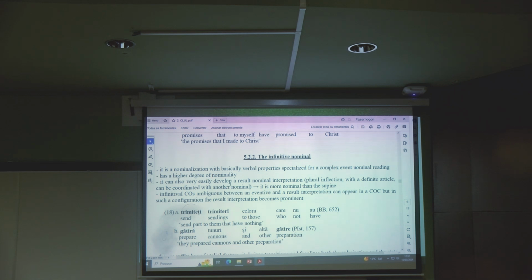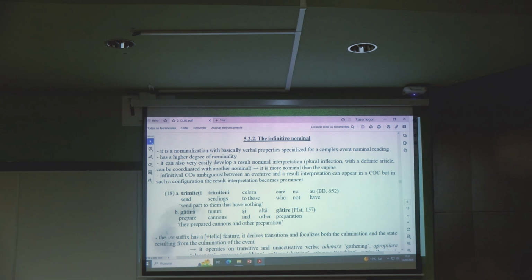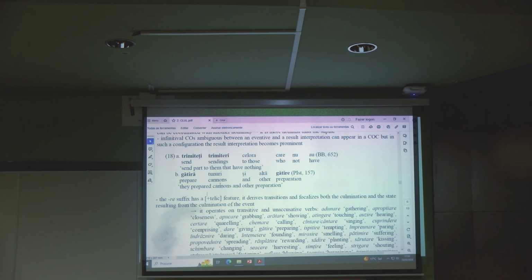Infinitival COs ambiguous between an eventive and result interpretation can appear in a COC, but in such a configuration the result interpretation becomes prominent. Trimiteți trimitere, celor care nu au, sendings to those who do not have; gătiră tunuri și altă gătire, they prepared canons and they made other preparations. The re suffix has a telic feature, it derives transitions and focalizes both on the culmination and the state resulting from the culmination of the event. It operates on transitive and unaccusative verbs.